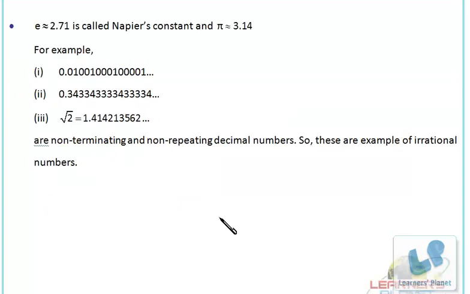Here we see some examples of irrational numbers. This number, 0.01001..., will be never ending. So if this number is never ending, we will not be able to write it in p by q form. Similarly, this number, root 2. If we expand root 2, we'll get these digits. So these are non-terminating, non-repeating decimal numbers. So these are examples of irrational numbers, right?